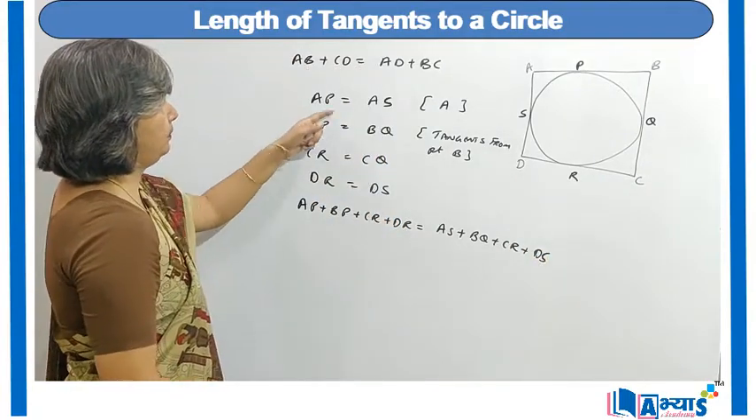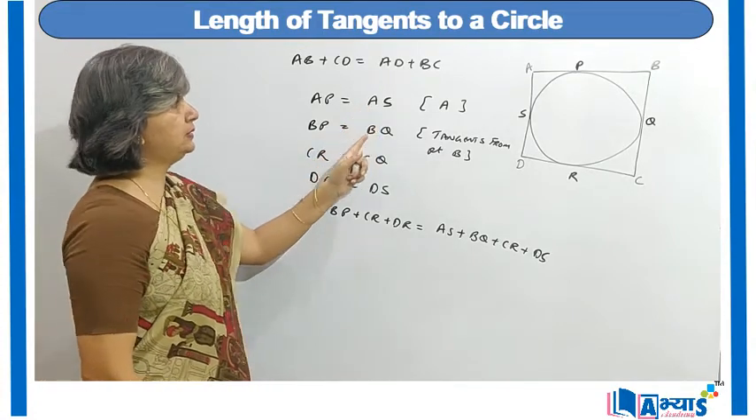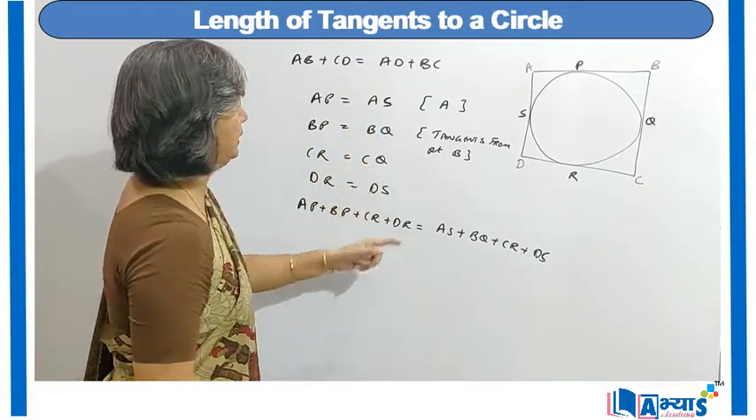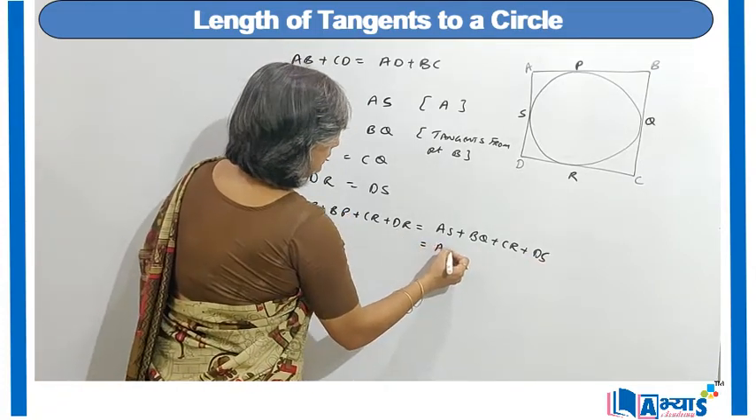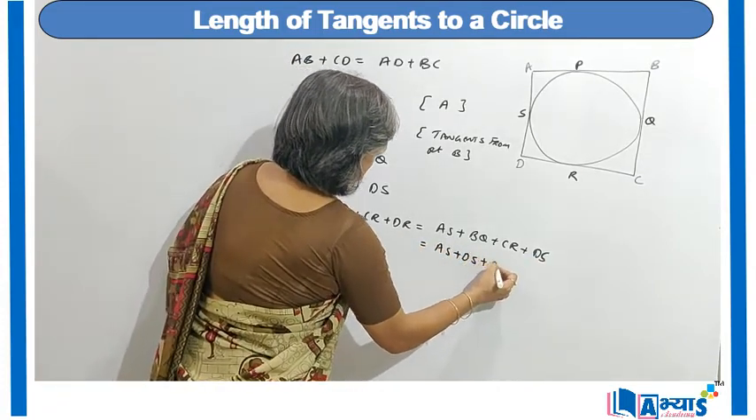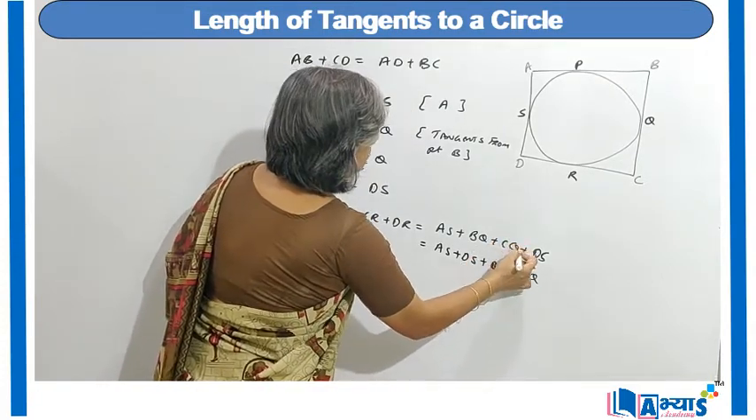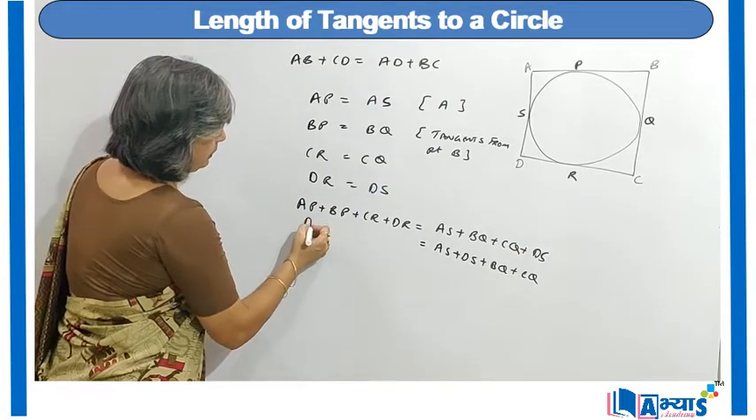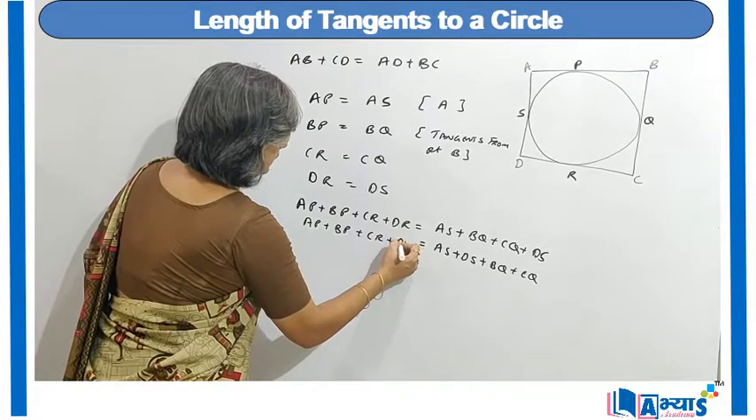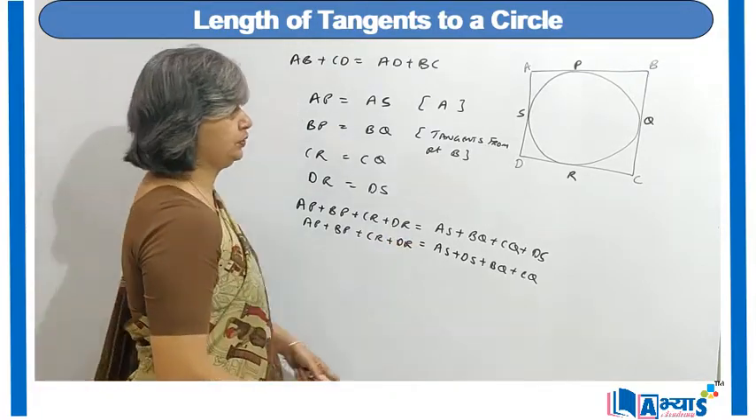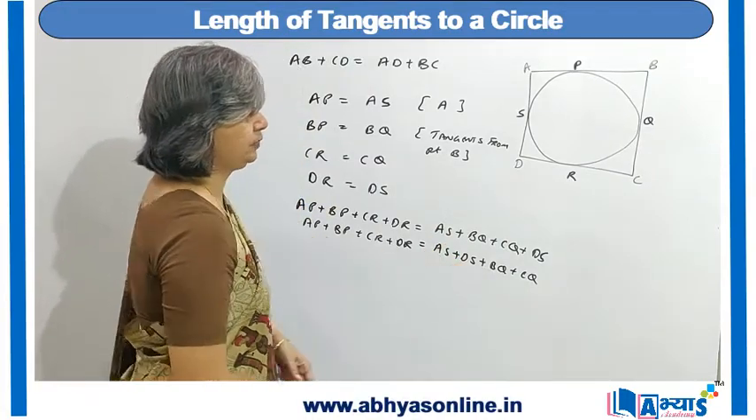That means on this side we have AP plus BP plus CR plus DR, and on the other side we have AS, BQ, CQ and DS. Now we will change the position, so it will be AS plus DS plus BQ plus CQ. It is not CR, it is CQ. And on this side it is AP plus BP plus CR plus DR.